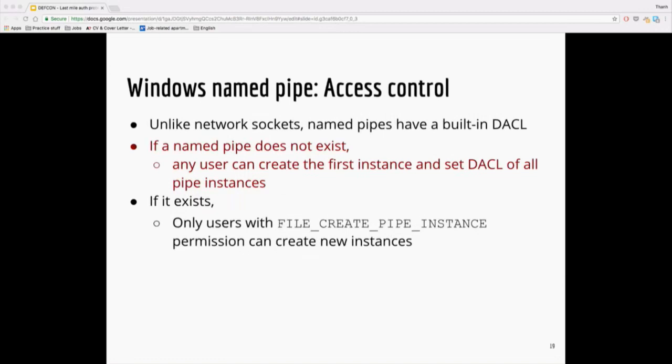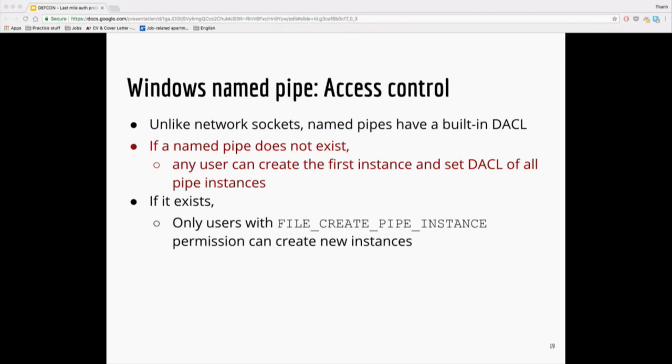After the similarities, there is one major difference between network sockets and Windows named pipes. That is, Windows named pipes do have inbuilt access control mechanisms. Since pipes are Windows objects, they have a discretionary access control list, or DACL, associated with them. The word discretionary refers to the fact that the object owner defines who has access to the object. So there are two cases. When the pipe does not exist, anyone can create the first instance and set the DACL of all the future pipe instances. Just because of the ACL, it does not stop anyone from doing it. However, if the pipe already exists, then that is tricky. Only those users with something called FILE_CREATE_PIPE_INSTANCE can create new instances.